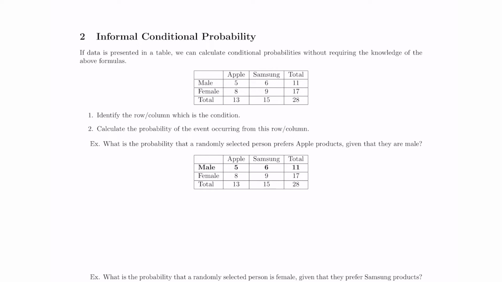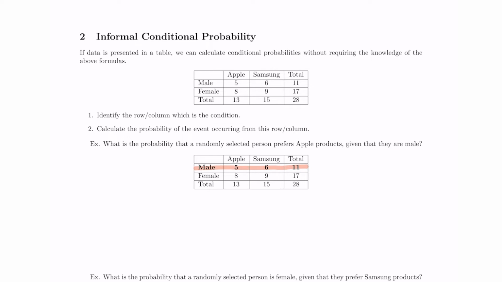So first of all, what is the probability that a randomly selected person prefers Apple products given that they are male? As we did before, the first thing we need to do is look for that given part of the statement, or look for the keyword if. So our keywords are given or if, or even where probably is conditional as well. In our statement we've got given that they are male, so we are conditioning based on if they are male. So we're going to look for the male row in our table, and as you can see, I've already highlighted it here.